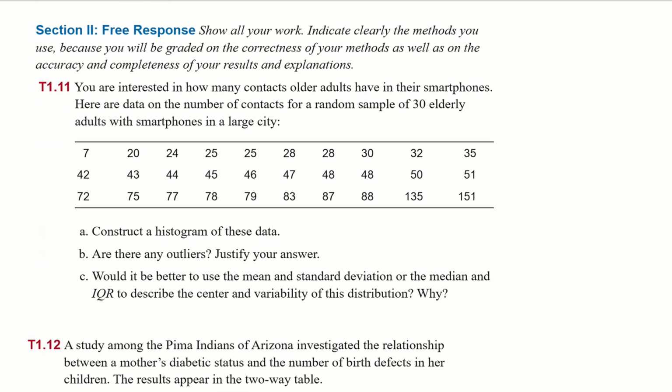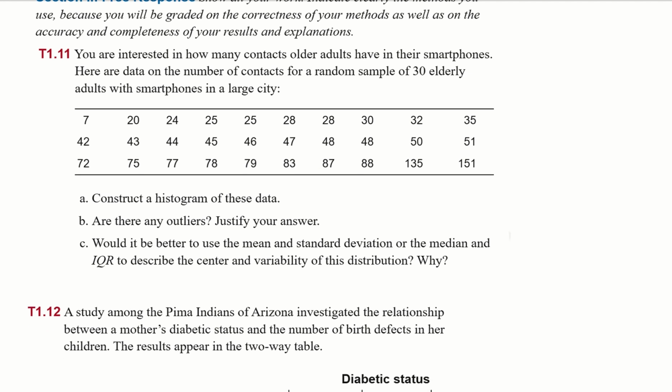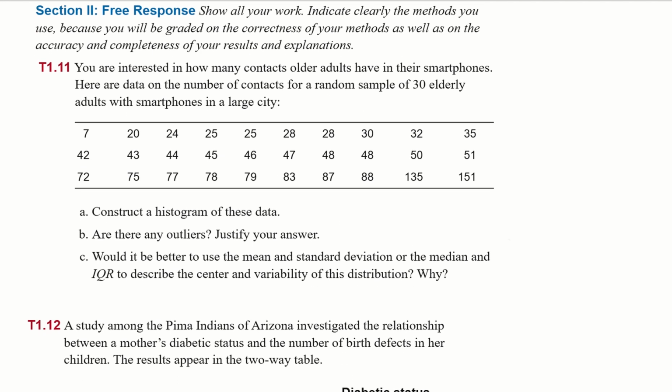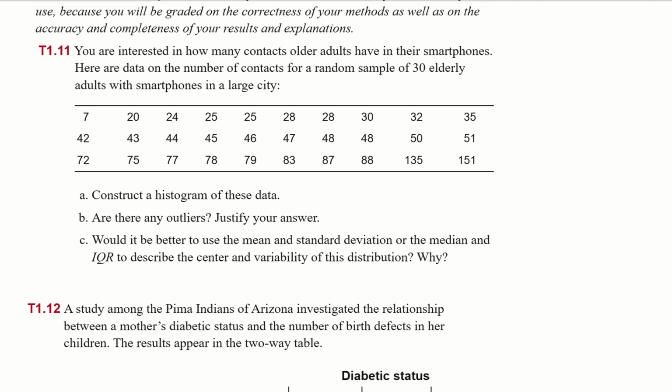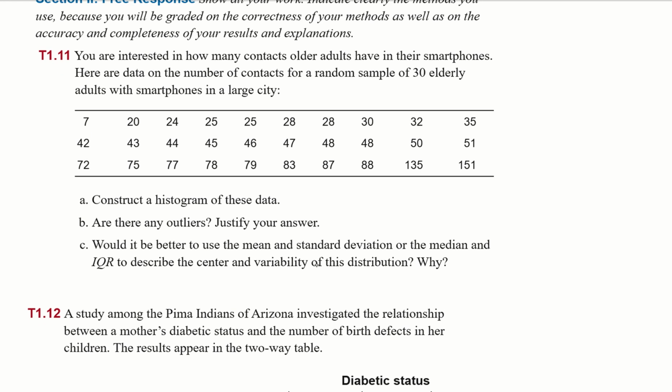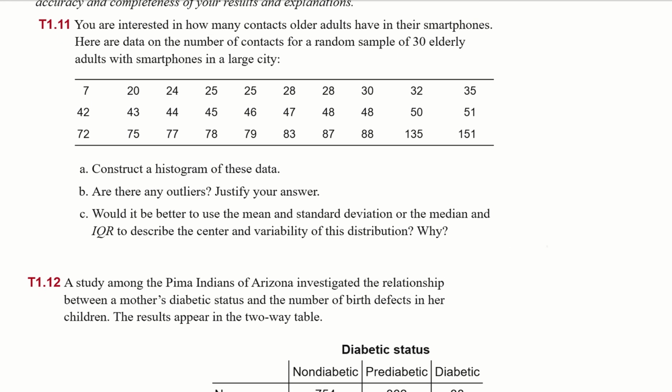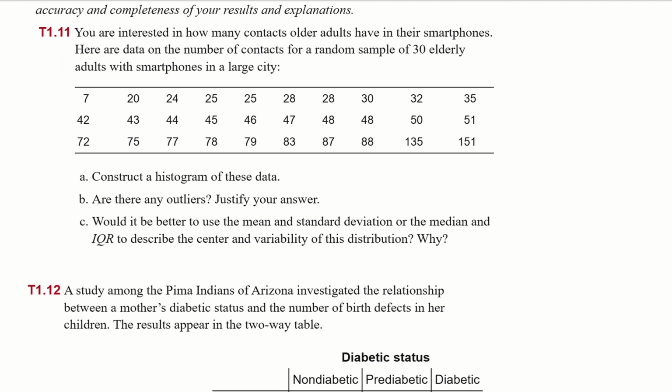All right, so now we're looking at the free response. It says, show all your work, clearly indicate the methods you use, because you'll be graded on the correctness of your methods as well as accuracy and completeness. So we're going to be showing our work, constructing, here it looks like we're constructing a histogram. It says you're interested in how many contacts older adults have in their smartphones. Here are data on the number of contacts for a random sample of 30 elderly adults with smartphones in a large city. So we're going to construct a histogram.